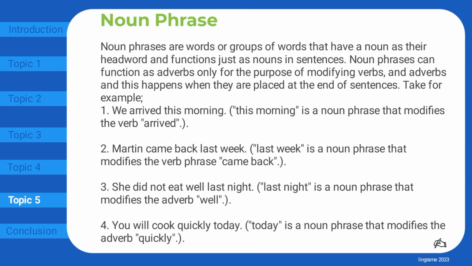Take for example, we arrived this morning. This morning is a noun phrase that modifies the verb arrived. Martin came back last week. Last week is a noun phrase that modifies the verb phrase came back. She did not eat well last night. Last night is a noun phrase that modifies the adverb well. You will cook quickly today. Today is a noun phrase that modifies the adverb quickly.